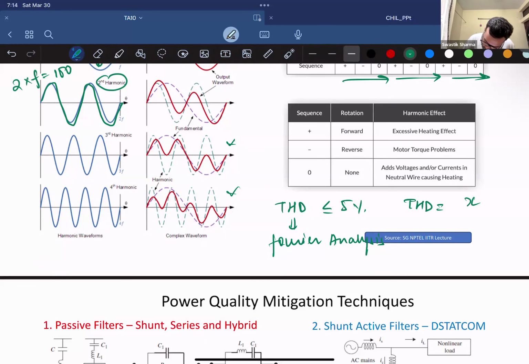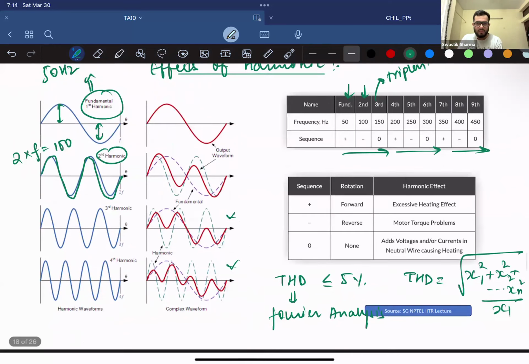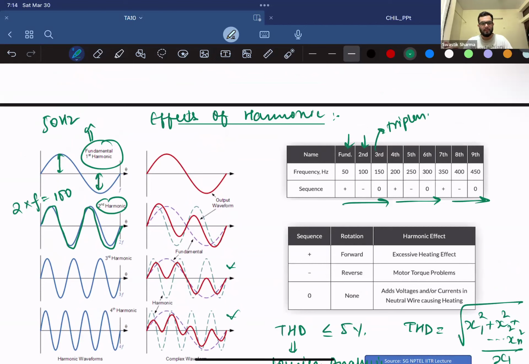So you can have x1 square, x2 square, up to xn square, divided by x1 squared, the whole thing under a square root. This is how you can check the THD of your signal. The harmonic distortion, which is usually present in your system, should be less than 5%. That is something you need to check when you propose a novel converter design, so that distortion should not be present.